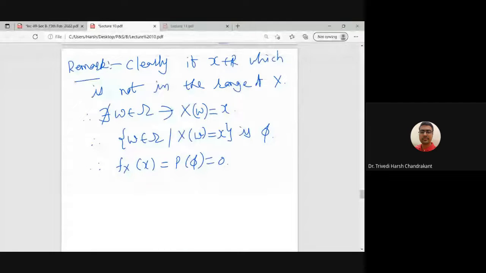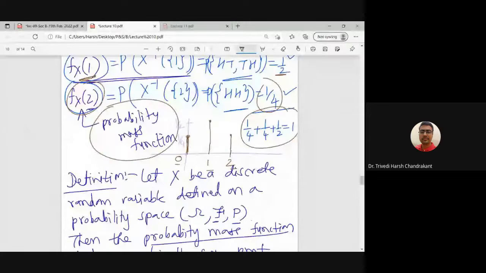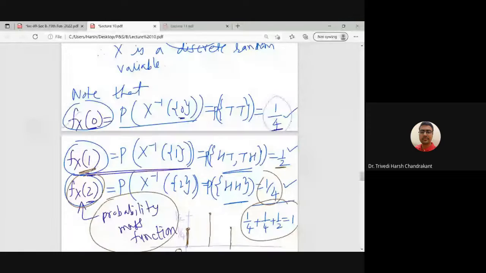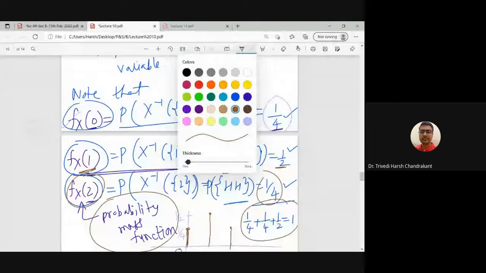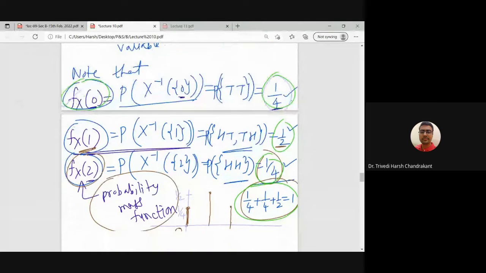Okay, so this is the example which we discussed in terms of heads and tails. Now, this probability mass function has certain properties. The first property is that the probability mass function takes values which are non-negative, right? These all three values are non-negative. Its sum is 1. That is the total probability, which is the probability of the sample space, which is 1.